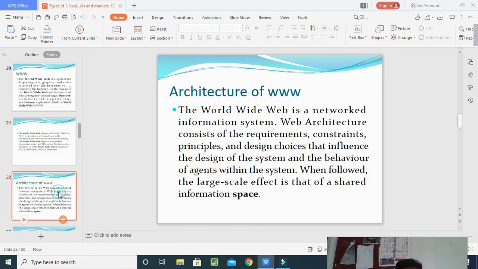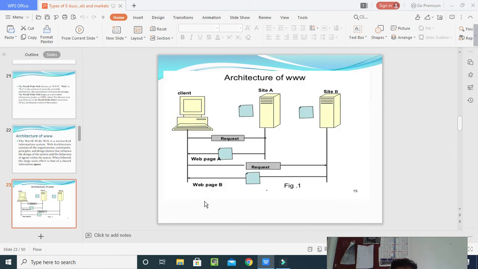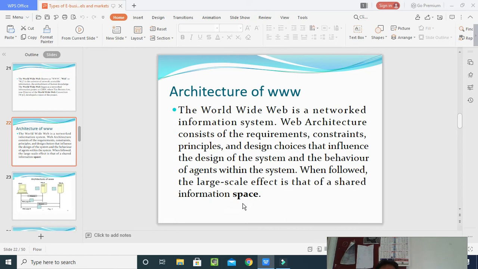Now, what is the architecture of the World Wide Web? See here in the picture how a system is connected with site 1 and site 2. What are the requests they are sending? If you are connecting with the request, then it is known as the architecture connecting. The World Wide Web is a network information system. Web architecture consists of the requirements, constraints, principles. Principles means here rules and regulations, and design choices that influence the design of the system and the behavior of the agents within the system. When followed, the large-scale effect is that of a shared information space.